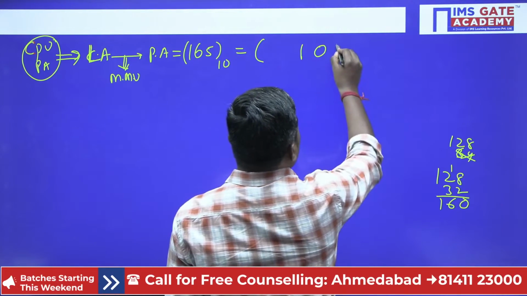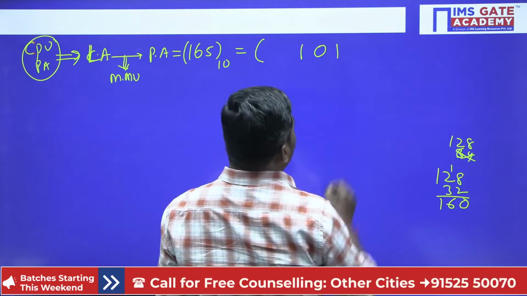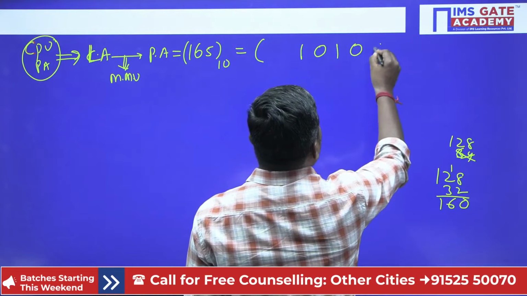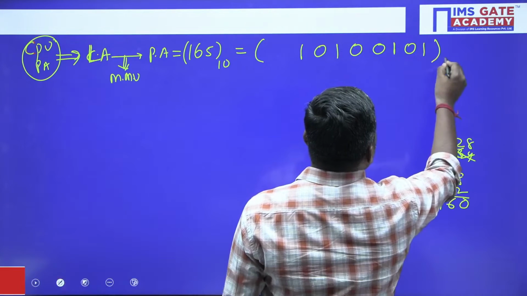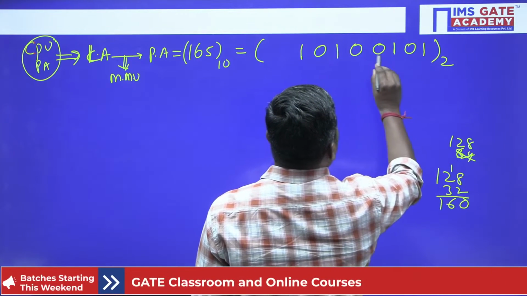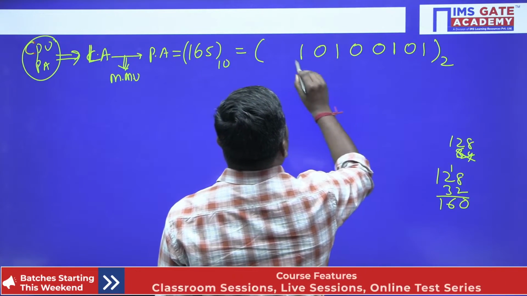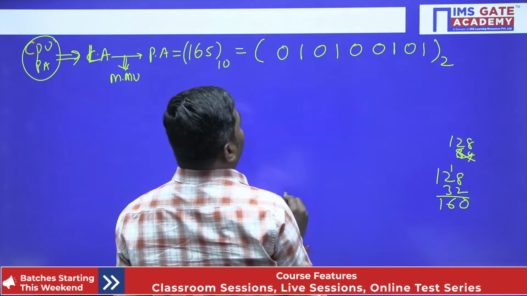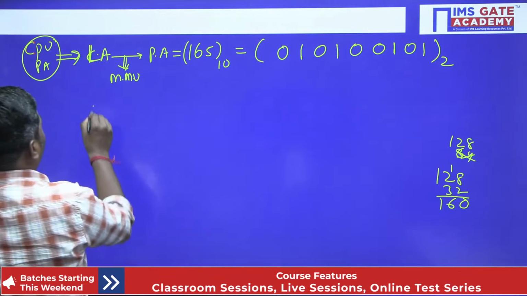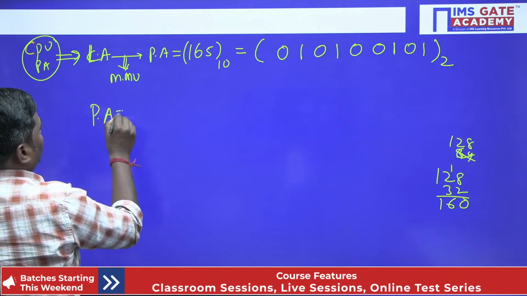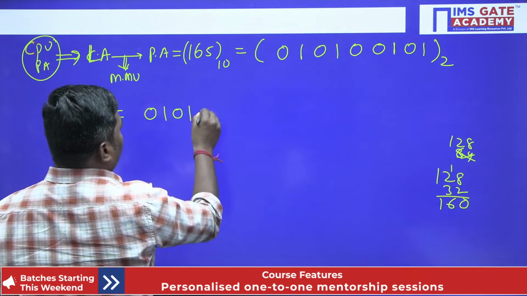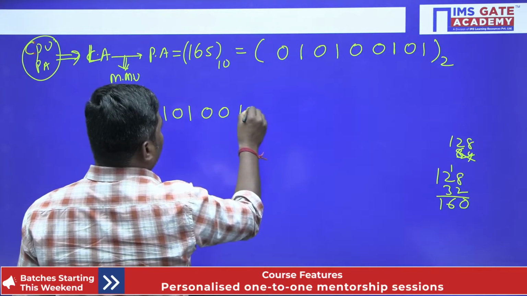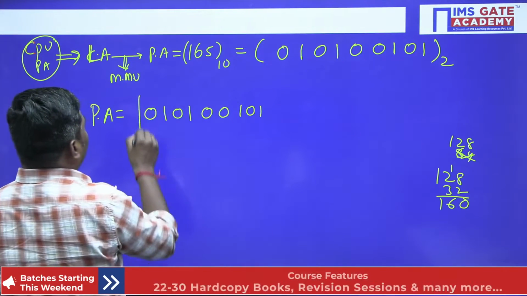So 32 is 1, 16 is 0, 8 is 0, 4 is 1, 2 is 0, 1 is 1. Yes, that's 8 bits: 1 2 3 4 5 6 7 8. So I have to pad a 0 here, so a 9-bit address comes. Now the physical address, see, from the process, is 0 1 0 1 0 0 1 0 1. This is the address.